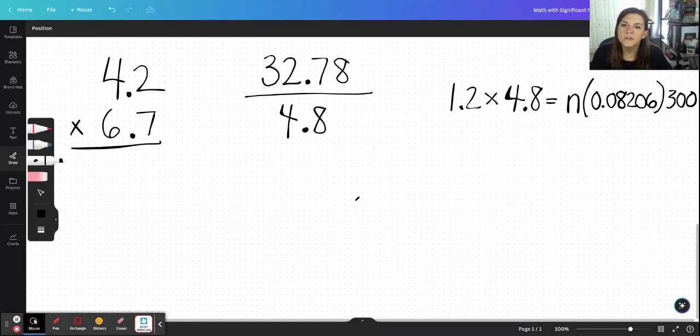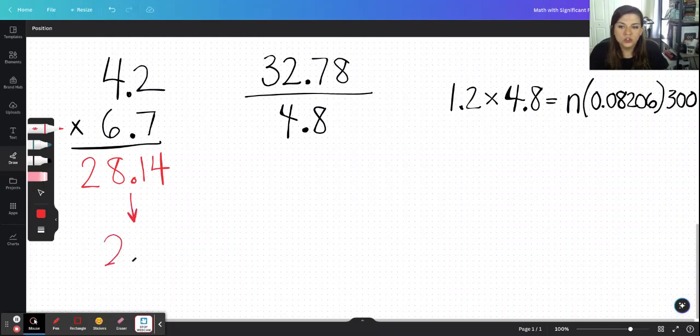When it comes to multiplying and dividing, you are going to focus on the number of significant figures. So you should put it in the calculator because the calculator is going to give you all of the digits, because sometimes we get a crazy number of digits. Right here, we would get 28.14. Each of these measurements has only two significant figures. So we want our final answer to also only have two significant figures. In order to do that, that 28.14 will just become 28.